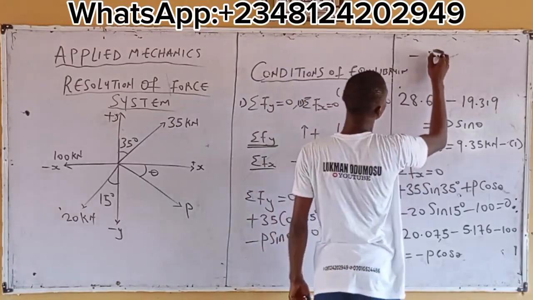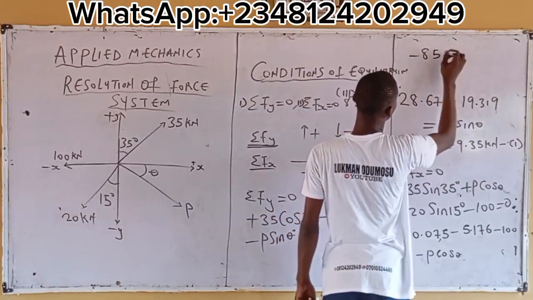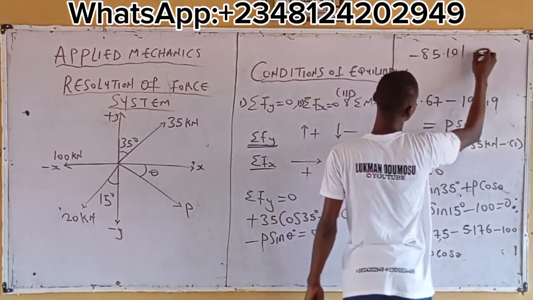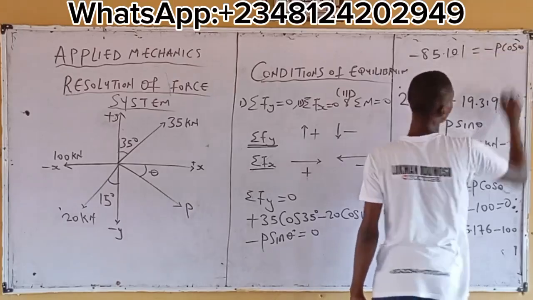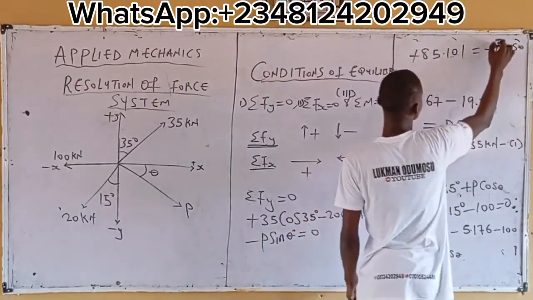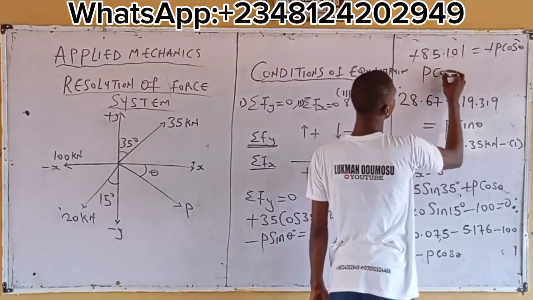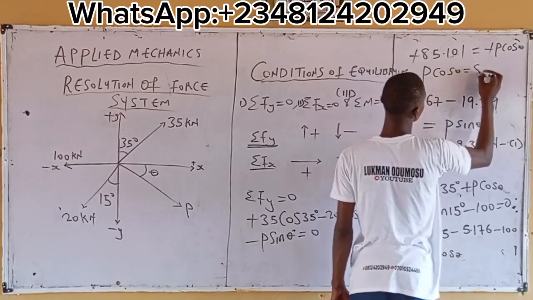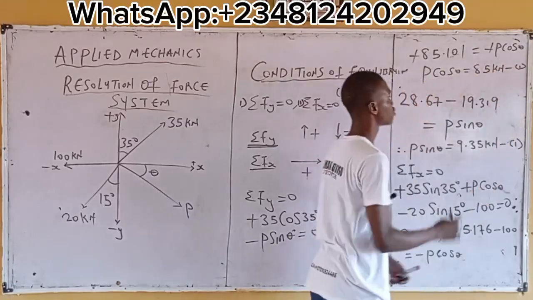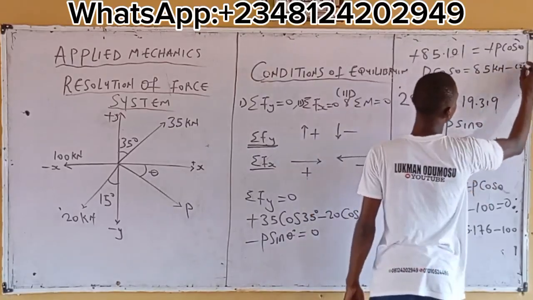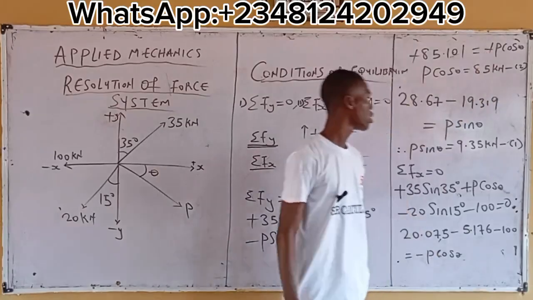Minus 85.101 is equal to what? Negative P cos theta. Observe, negative cancels negative. Meaning from here, you have P cos theta is equal to what? 85 kilonewton. Call this equation 2. Approximately, you have 85 kilonewton. So call this what? Equation 2.